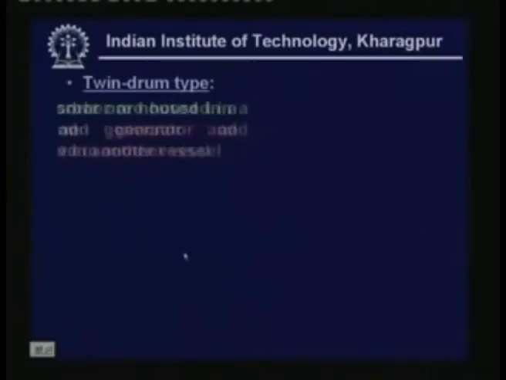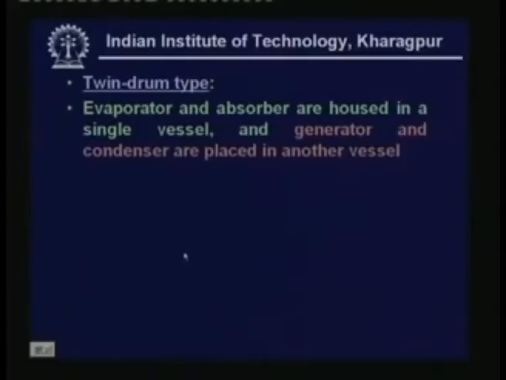Twin drum type system. In this system, evaporator and absorber are housed in a single vessel, and generator and condenser are placed in another vessel. So as the name implies, this system consists of two drums, and one drum houses both the evaporator and absorber, and the other drum houses both the generator and the condenser. This is possible because evaporator and absorber operate at almost the same pressure. Similarly, the generator and condenser operate at the same pressure.